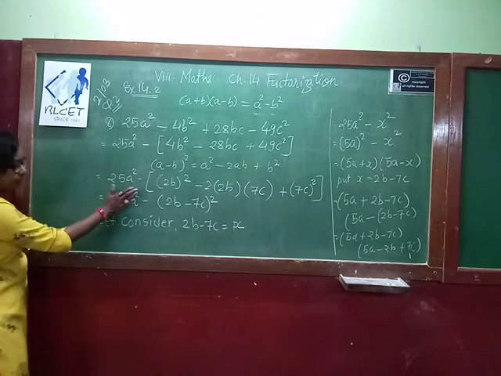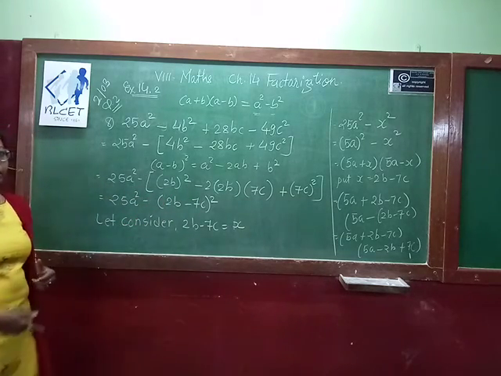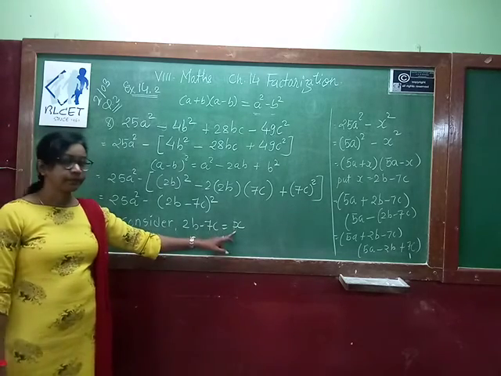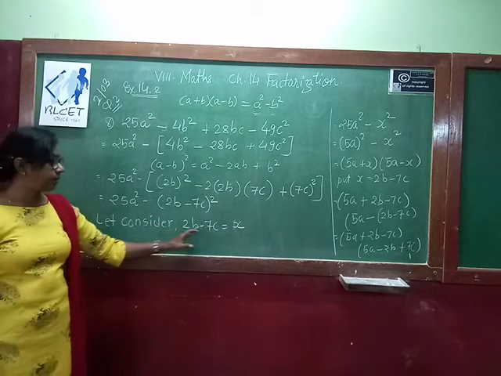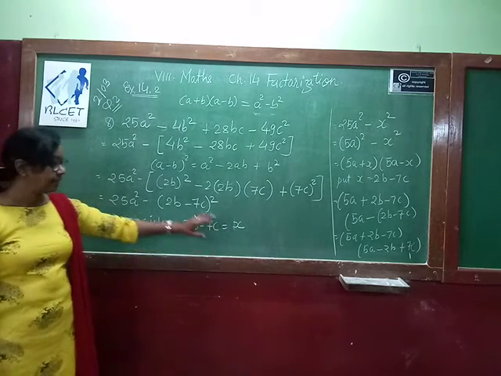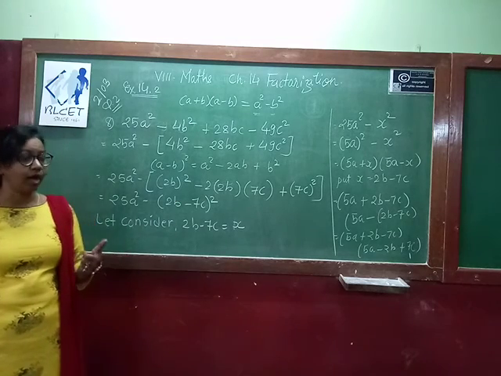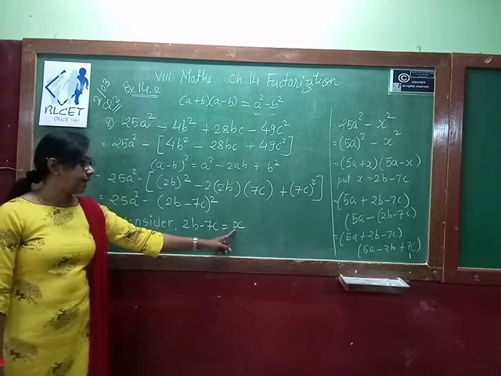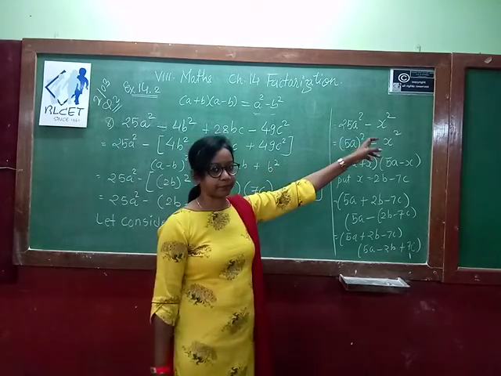Now this is your a square term, this is your b square term. Here 2 terms are there, so we have to convert that into one particular term. So what can we see? Consider 2b minus 7c is equal to x. In place of this, we assume one variable, that is x. So now what we are getting? 25a square minus x square.